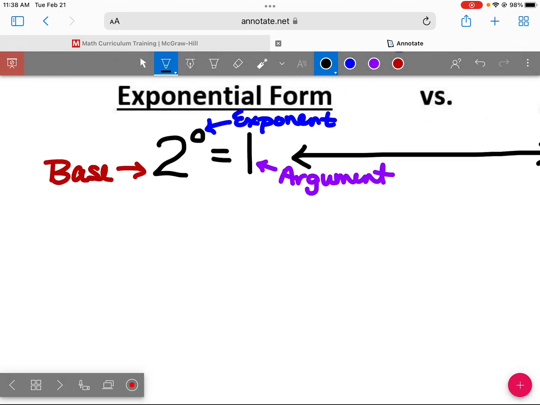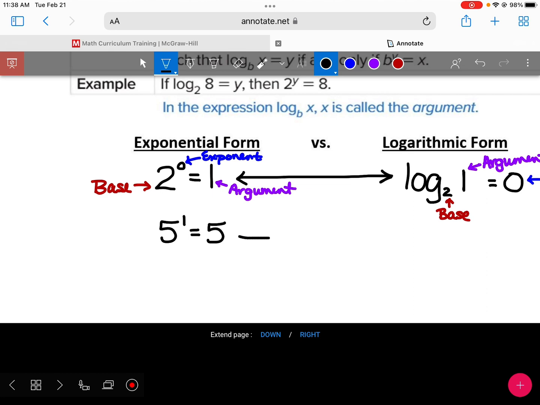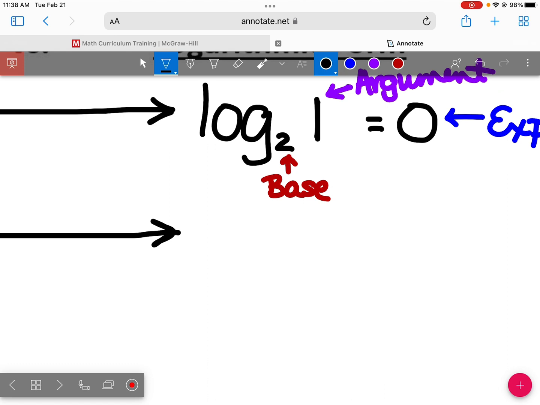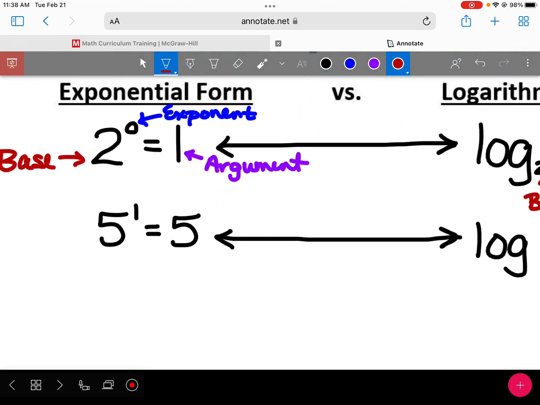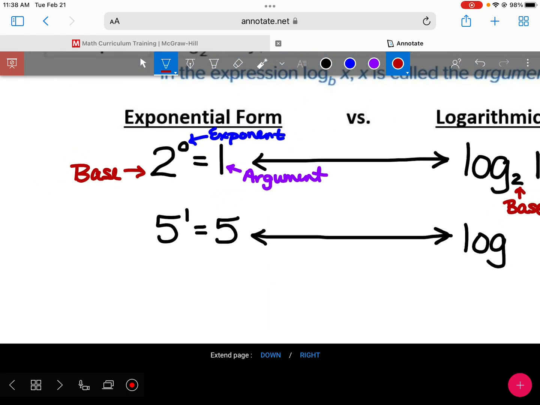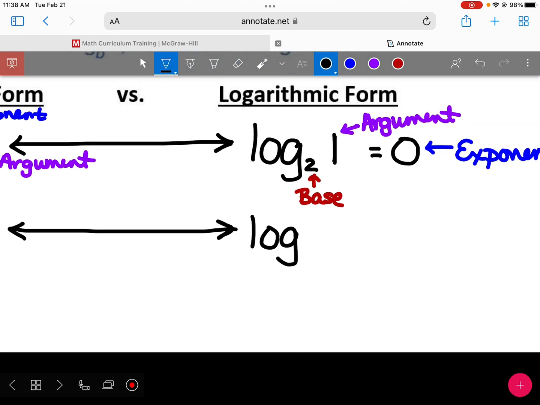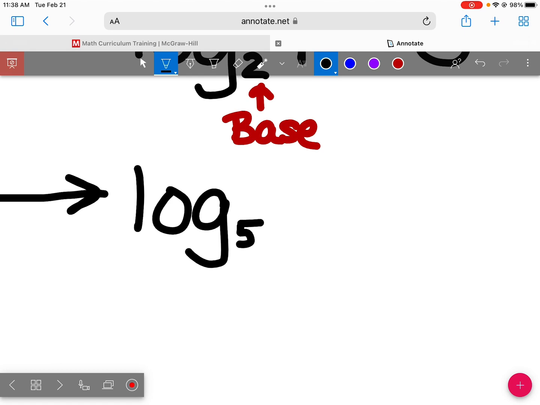The next one, let's do 5 to the first power. What is 5 to the first power? 5. I want to write that in its logarithmic form. So what does this have to start with if I'm writing it in logarithmic form? Log. L-O-G. What would come after that? The base. What is our base this time? 5. Over here is my base. That gets written as a little number next to the G.